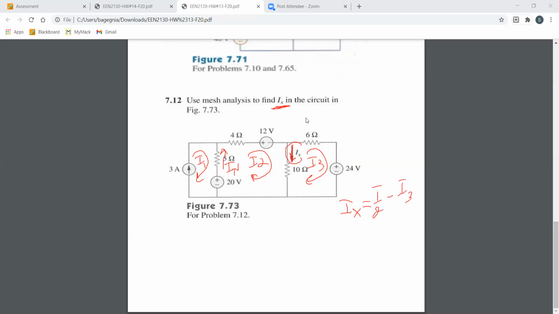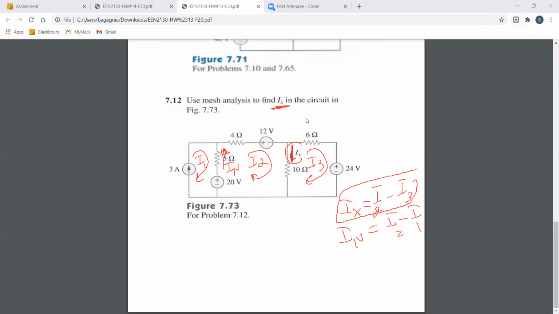Okay, IN goes on the top. So what's IN? It will be I2 minus I1. Why do I start with I2? Because I assume IN is in the same direction as I2. So in other words, to solve for IX, I need to find I2 and I need to find I3.